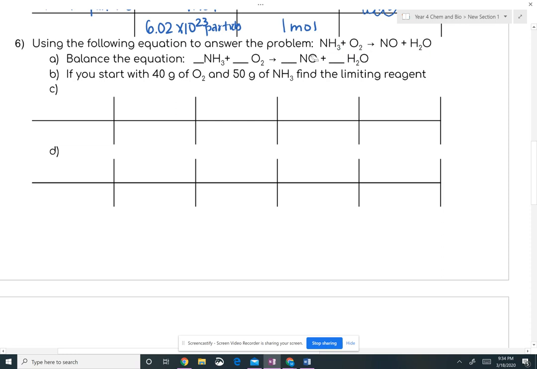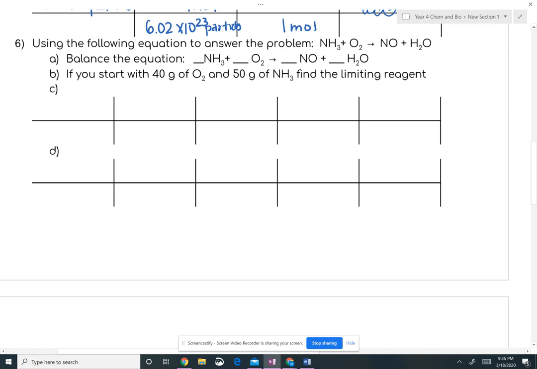Working with that equation, we're going to start by balancing out this reaction. So you guys will see that on here, my nitrogens are balanced, my oxygens are balanced. The main thing that's not balanced, as you see right away, is my hydrogens. I have 3 hydrogens here and only 2 hydrogens there. So that is the thing that I have to balance, and as a result, I'm going to have to balance some oxygens as well.